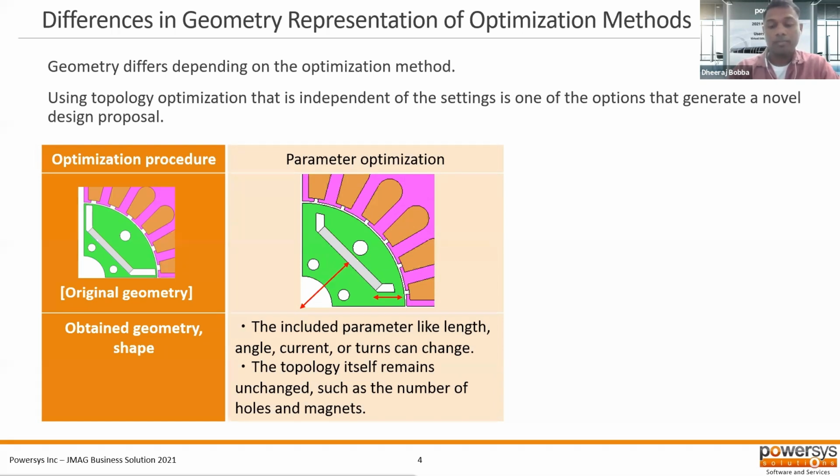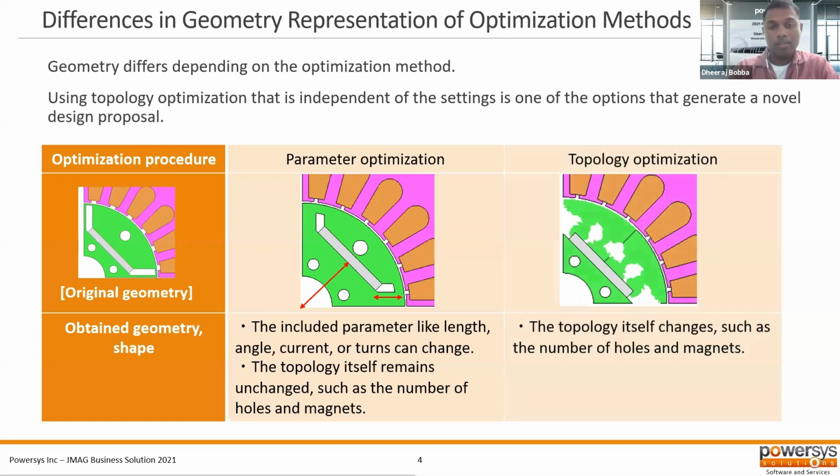And then we have topology optimization, where we define the space that is occupied by the rotor as domains, and the optimization automatically tries to figure out which material should be where to give the best performance possible.